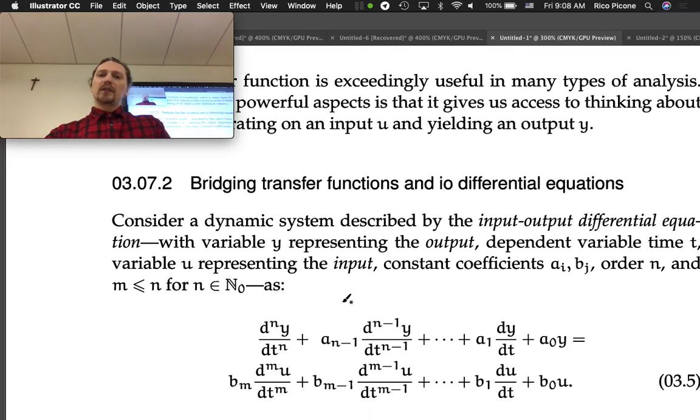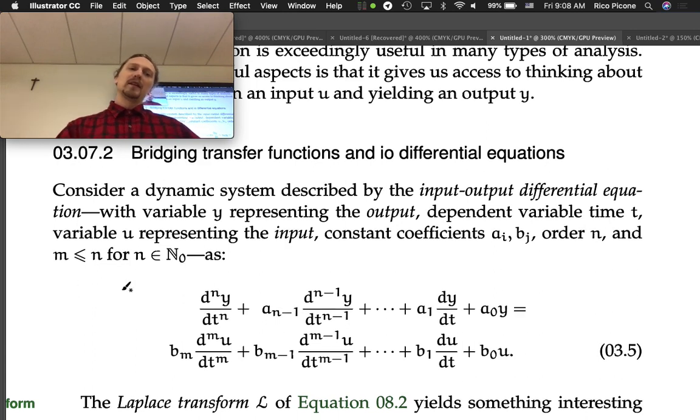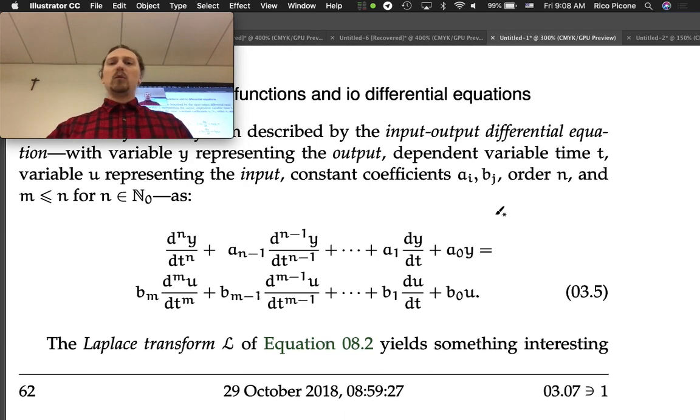So bridging transfer functions and I/O differential equations. Consider a dynamic system described by the input-output differential equation with variable y representing the output, dependent variable time t, variable u representing the input, constant coefficients a, b, order n, and m less than or equal to n. So this is just making sure that we've got all of these things correctly defined. This is our I/O differential equation form that we worked with quite a bit early on.